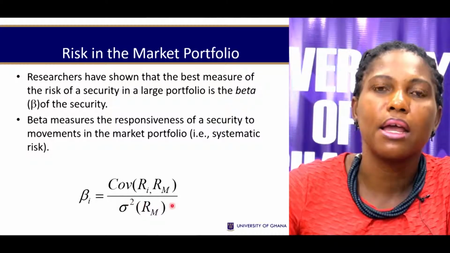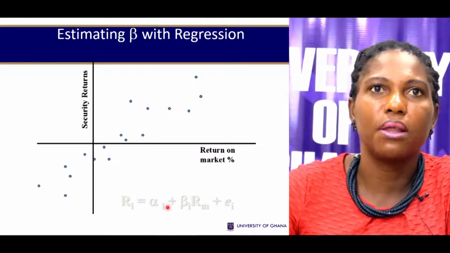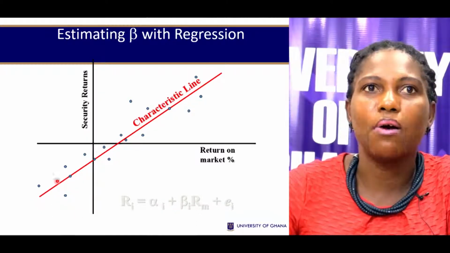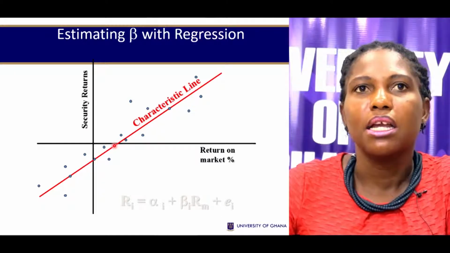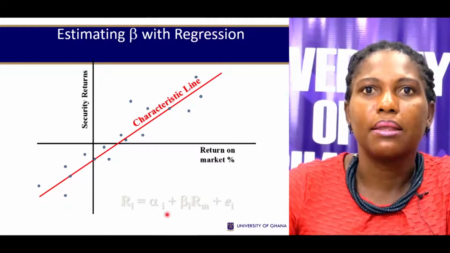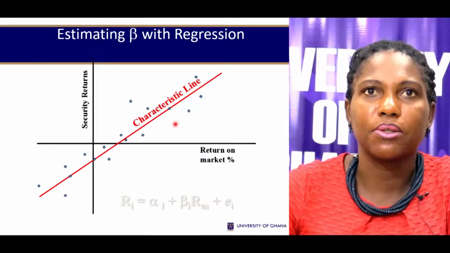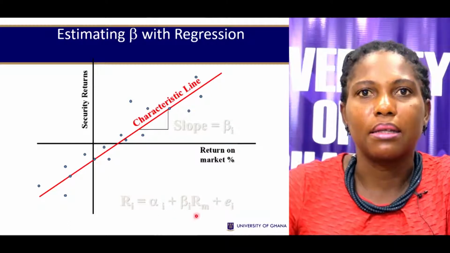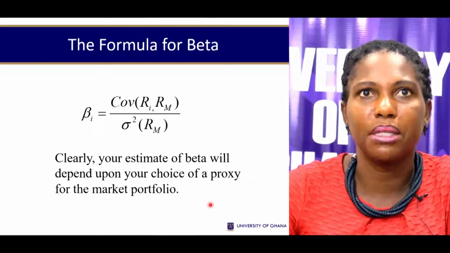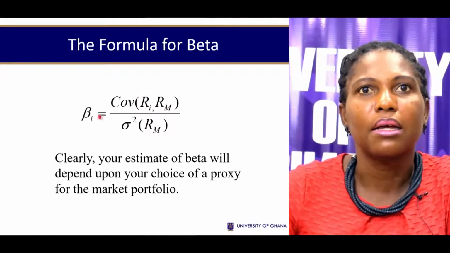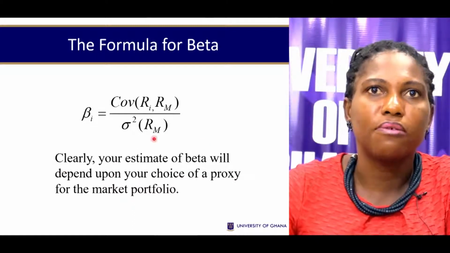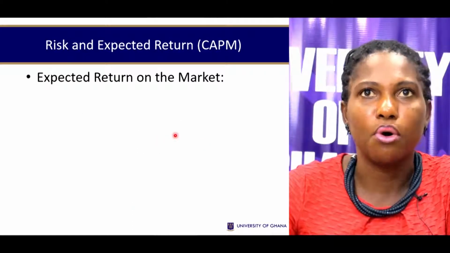So that's the square of the standard deviation for the market. And so when we estimate the pathway of how a particular security behaves in relation to changes in market situations, then we capture the beta of that particular security. So that's a slope to capture the changes that we see. And so that's typically what we refer to as the beta. And so we're back to the formula. So clearly your estimate of beta will depend on your choice of a proxy for what reflects your market portfolio.